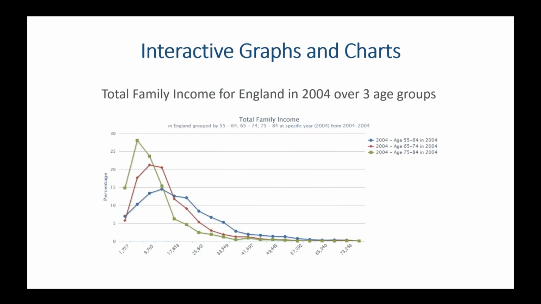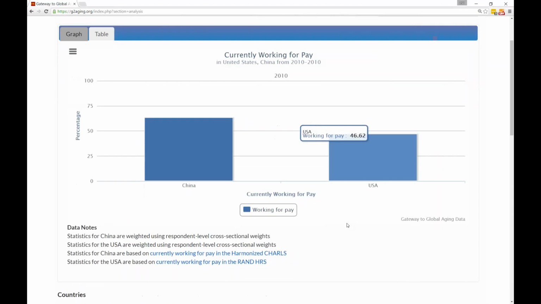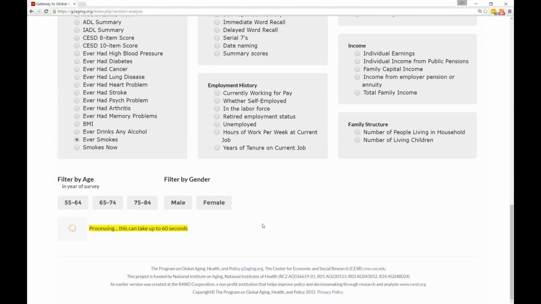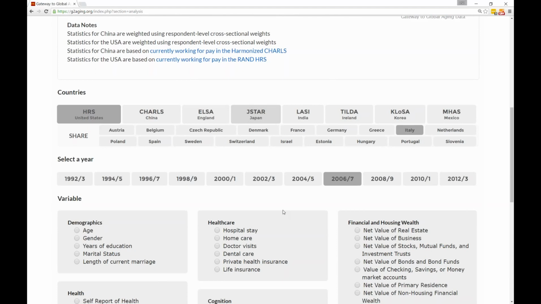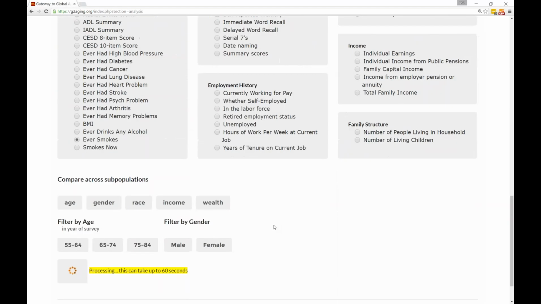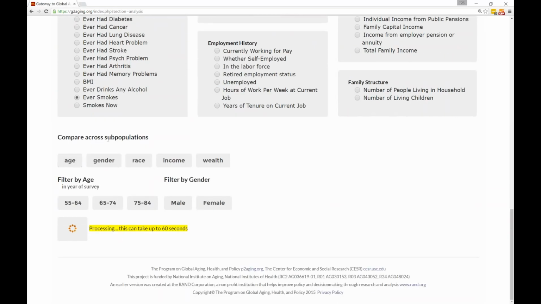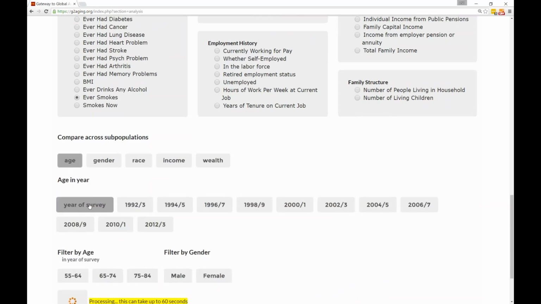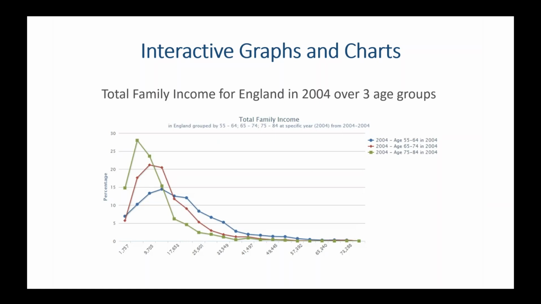Here's also a graph of total family income for England. This is in 2004. And here we've said, give us 3 different age groups. So going back to our page, if you select just one country, then you can also say compare across subpopulations. In this case, we said filter by age and year of the survey. So we've done 3 different age groups: age 55 to 64, 65 to 74, 75 to 84.